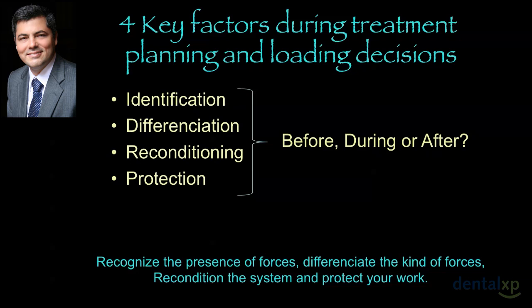There are 4 key factors during treatment planning and loading decisions. The first one is identification. If the patient has occlusal disorders and parafunctional forces, do an early identification. Examine the patient and look for that. Number 2 would be differentiation, and differentiation would mean what kind of occlusal disorders and what kind of parafunctional habits. Is the patient bruxing? Is the patient clenching? Is the patient biting his or her nails? Is the patient doing abnormal movements of the jaw? Is the patient going into crossovers? It is important that once you identify and differentiate, you make a plan so you can recondition that system, and then you make a plan to keep a long-term stability by protecting that system.